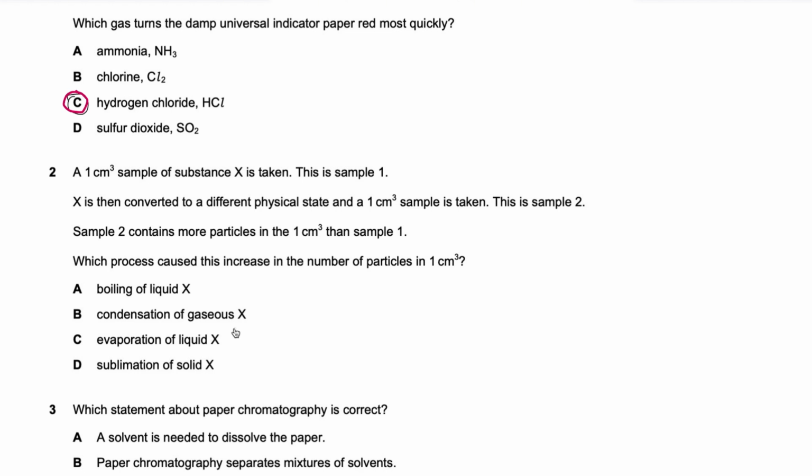Now, which process caused this increase in the number of particles in the 1 centimeter cube? Could be boiling. No, boiling will reduce the particles. It will make it gas. So A is not correct. Condensation of the gas. Yes, when gas condenses, when it cools down, it goes from gas to liquid, right? Evaporation, no. Sublimation, no. So I think the most correct answer would be B, condensation, because when a substance condenses, it moves from gaseous to liquid. So there will be more particles in the liquid than in the gas.